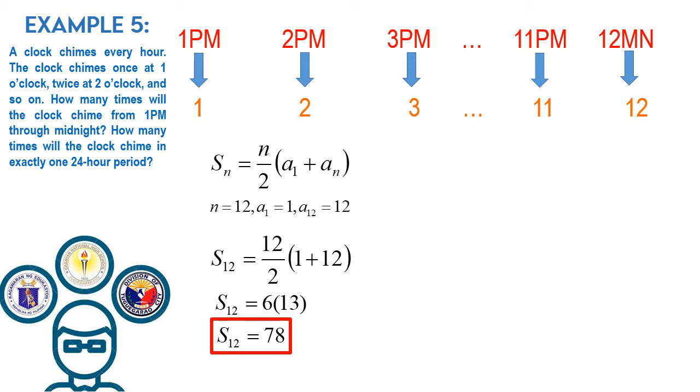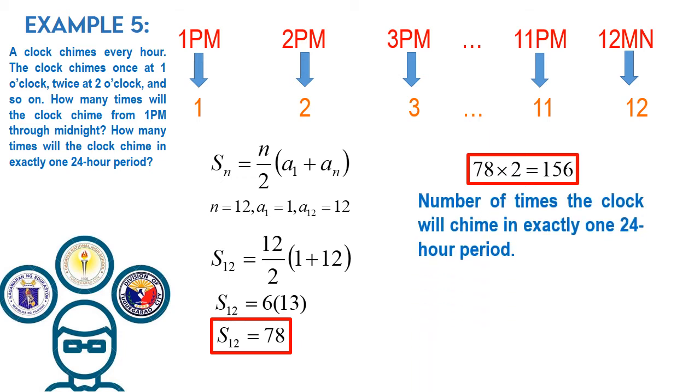until 12 midnight. To solve for the second question, we also know that from 1 a.m. through 12 noon, the clock chimes 78 times. So what we do is we just get twice the number of times the clock chimes from 1 p.m. through 12 midnight. Therefore, we have 78 times 2, which is equal to 156. The clock therefore chimes 156 times in one 24-hour period.